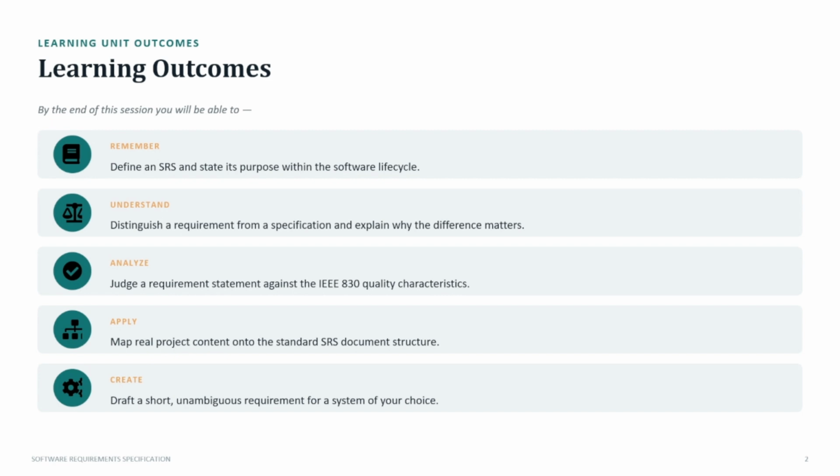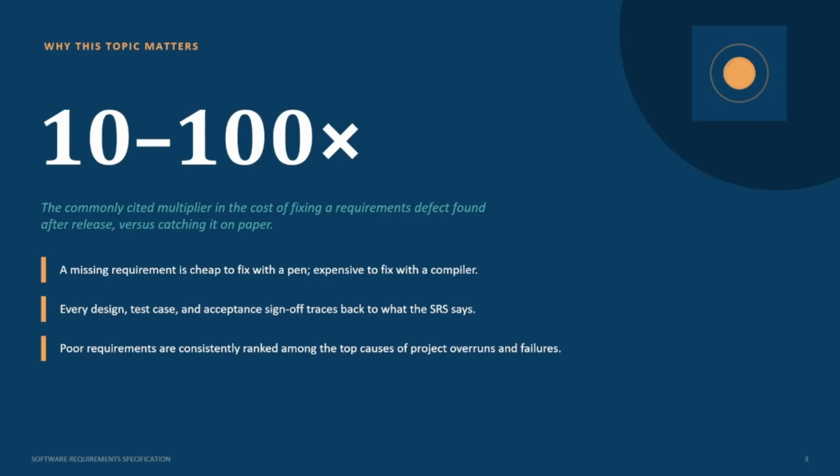So the outcomes for today are: remember, understand, analyze, apply, and create. First, we'll define SRS and state its purpose, then judge what kind of requirement statement is good and bad. Then there is something called the IEEE standard, specifically IEEE 830 characteristics. Then map real project content, that we'll do later as the practicum. And then we'll draft a short requirement system for our use cases that will be given to each one of you.